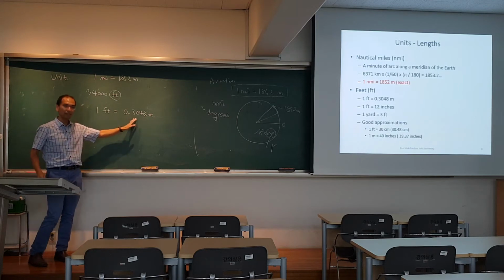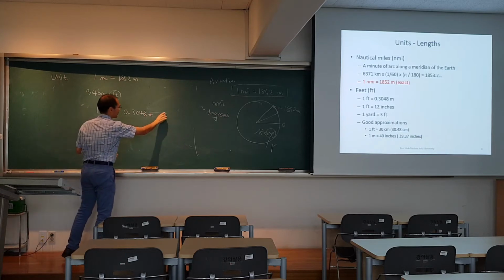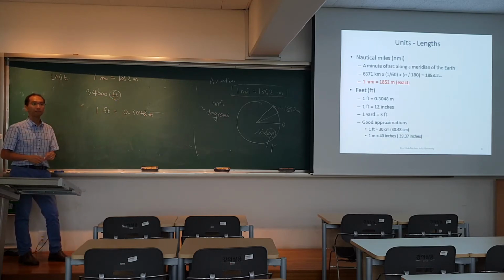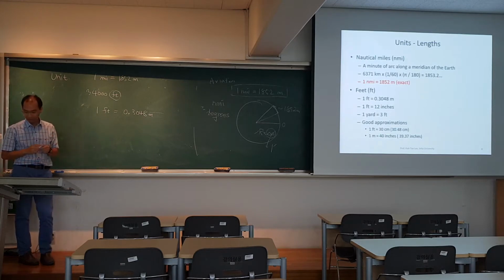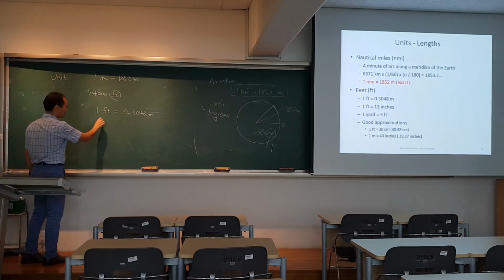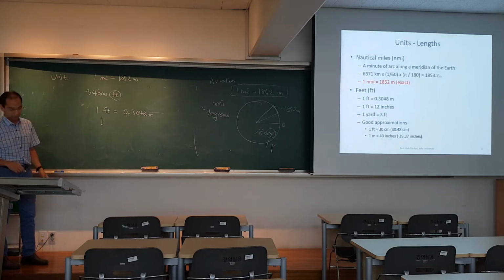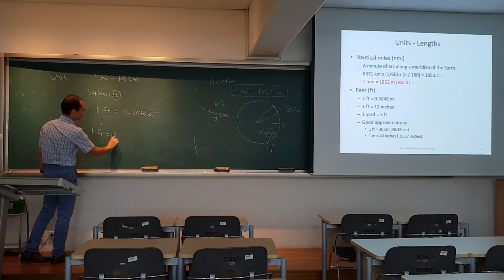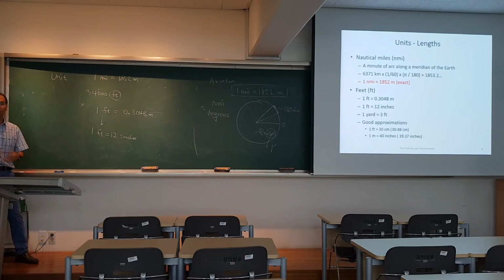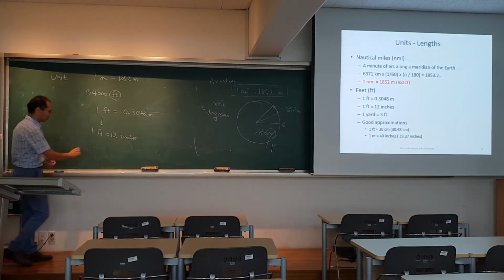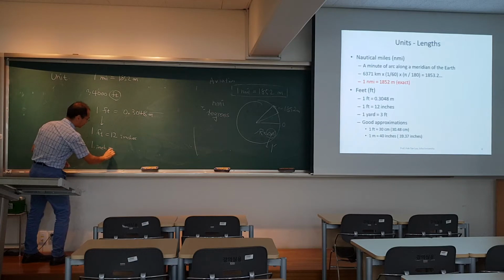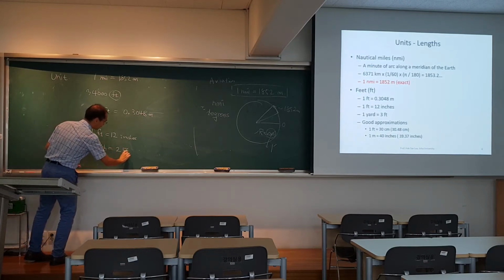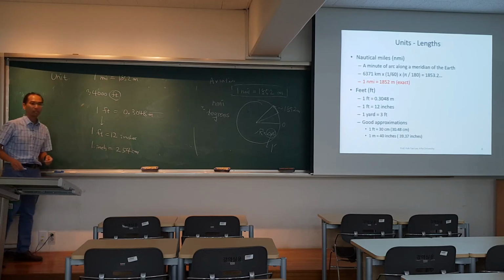is exactly 0.3048 meter. That's all. I mean, there are no more decimals here. And this is, again, another world standard. Now, a couple of weird things. For the feet, 1 foot is 12 inches. So not base 10. So 1 inch is exactly 2.54 centimeters.